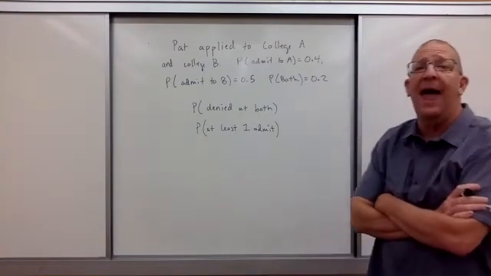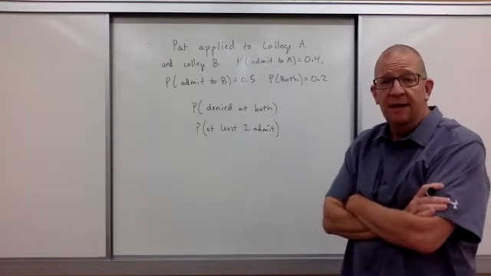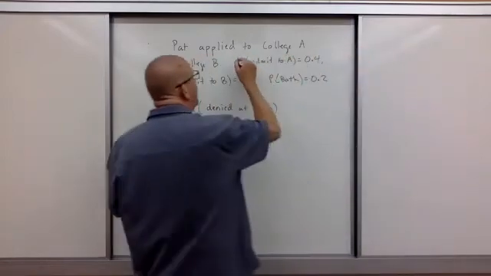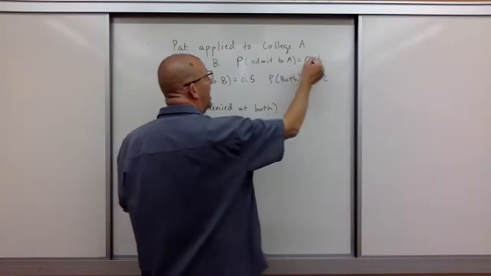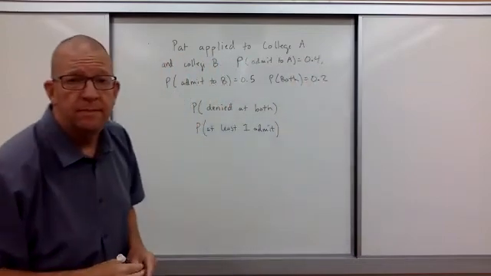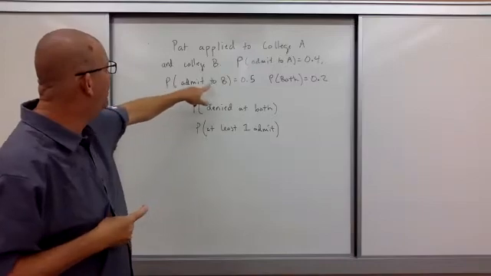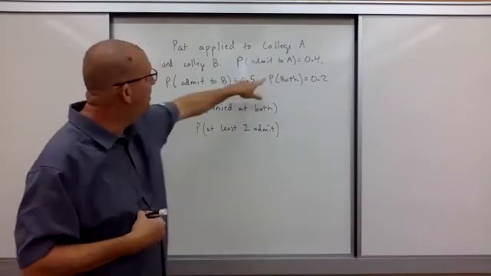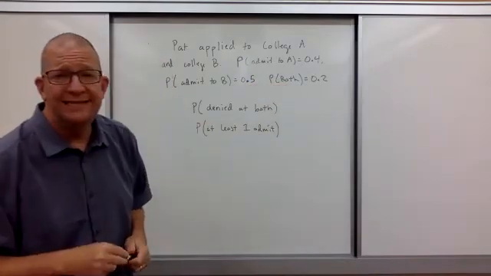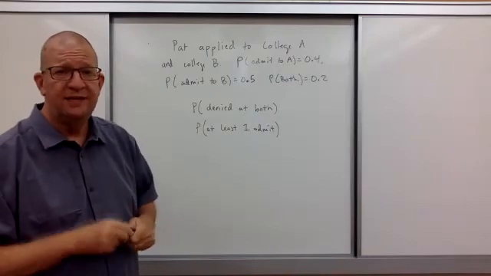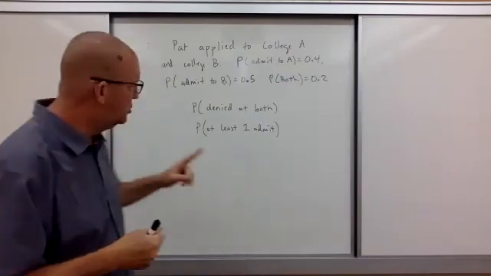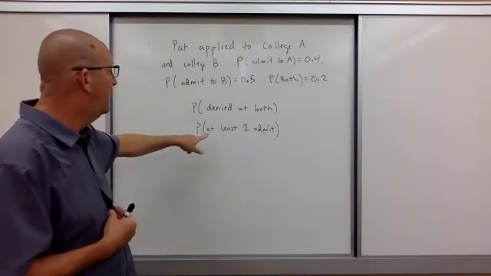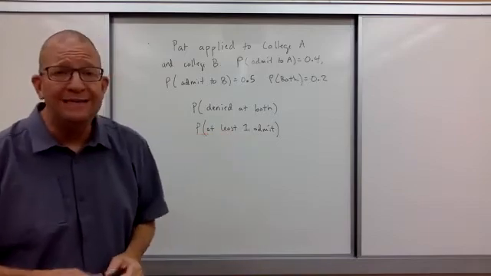We have our friend Pat. Pat applied to college A and to college B. The probability that Pat would be admitted to college A is 0.4. The probability that Pat would be admitted to college B was 0.5. And the probability that Pat would get into both is 0.2. So, our two questions are, what's the probability that Pat didn't get into either? And then, what's the probability that Pat got into at least one?